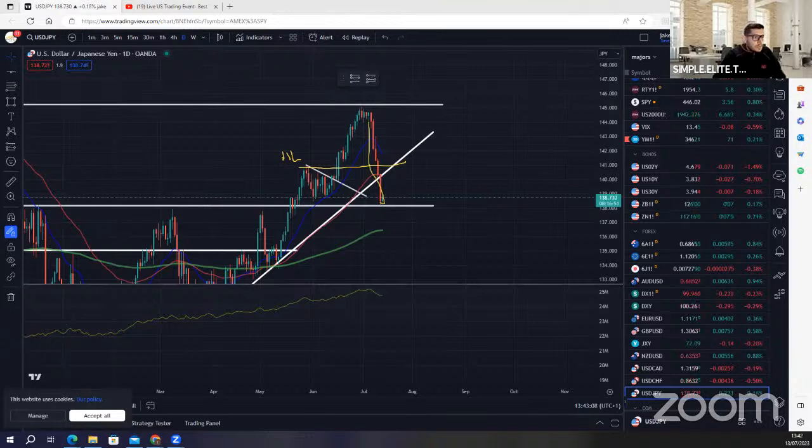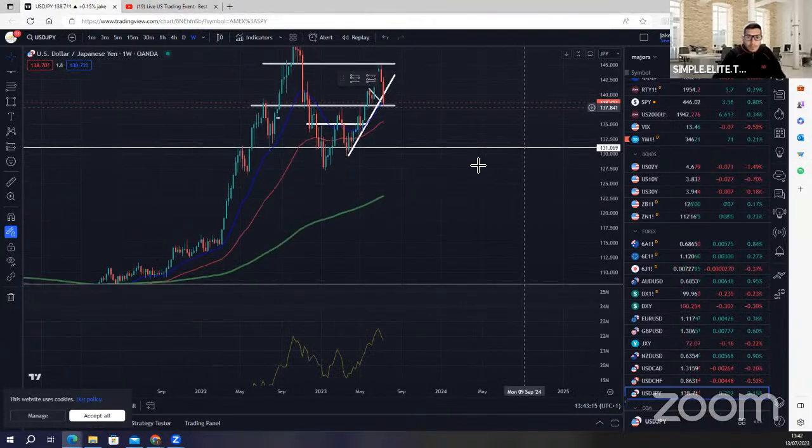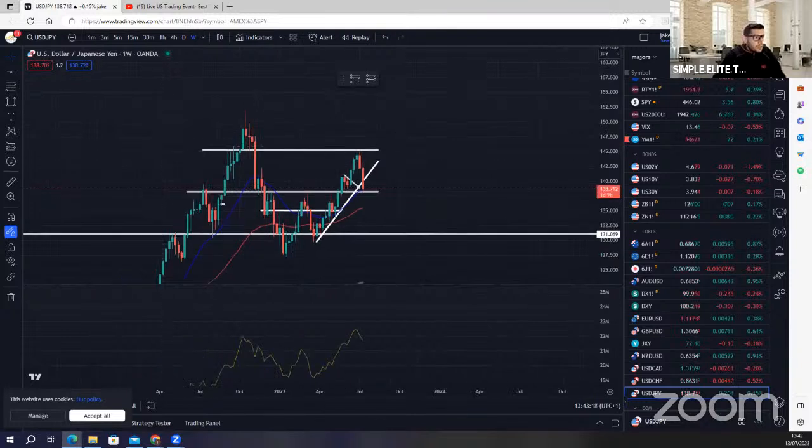But if you see weekly, we are still in an uptrend. So if this is going to hold, maybe we're going to see another upside of the dollar. Let's wait.